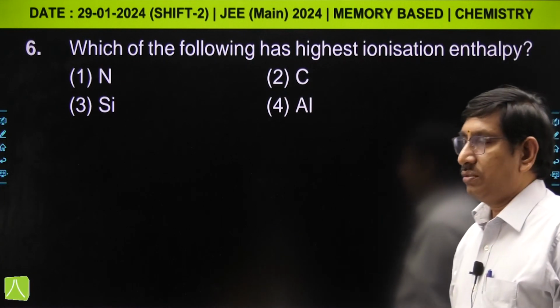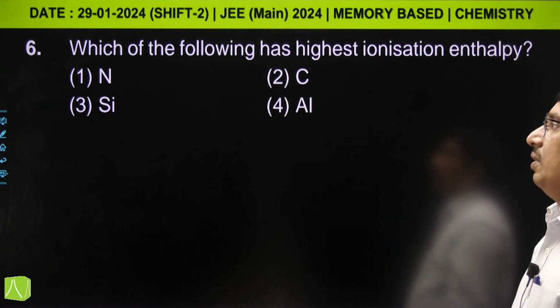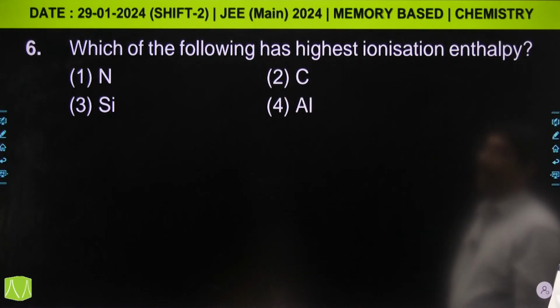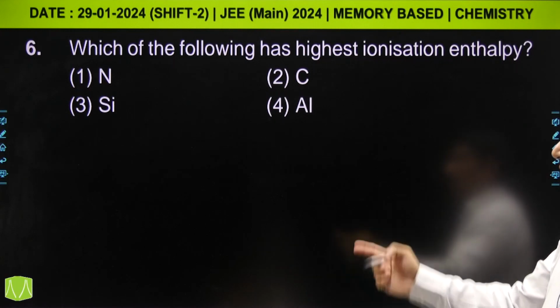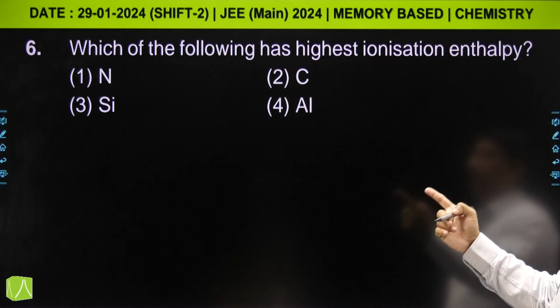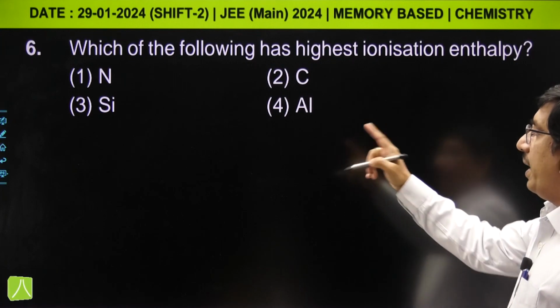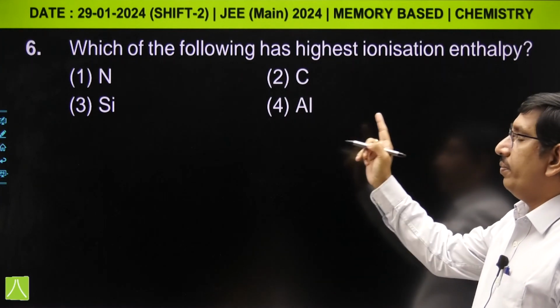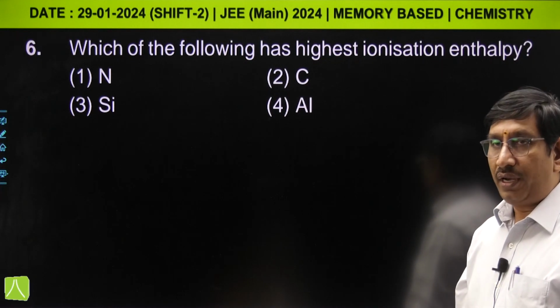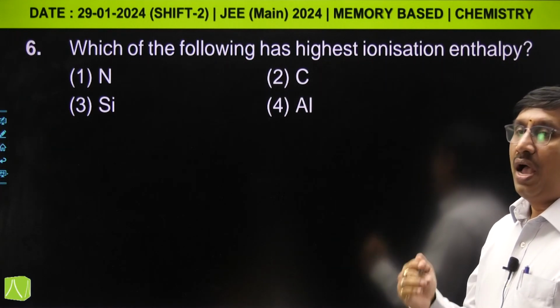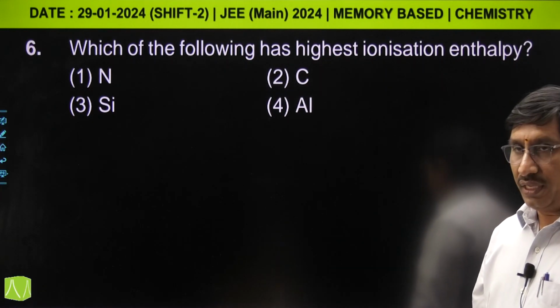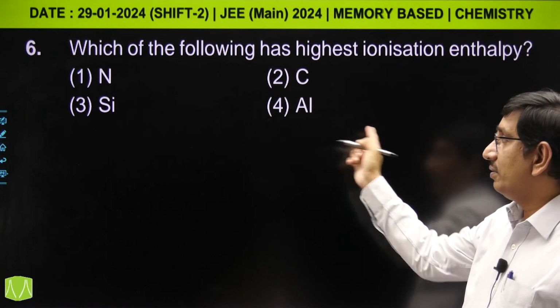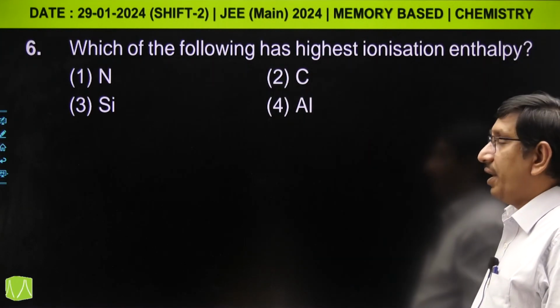Next, this is also from periodic table. Which of the following has highest ionization enthalpy? In the given elements nitrogen, carbon, silicon, aluminum, nitrogen and carbon are second period elements and aluminum and silicon are third period elements. Top to bottom ionization enthalpy decreases. So, you can eliminate third and fourth.